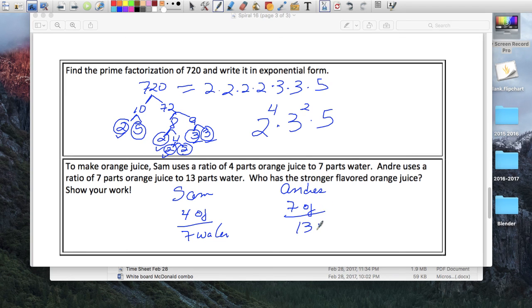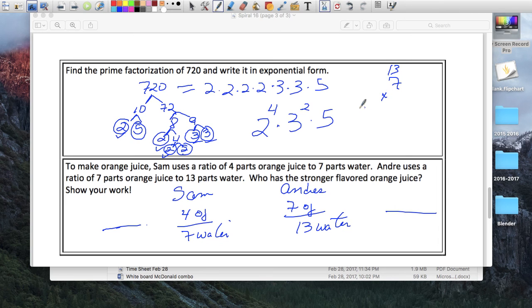Okay, as it is, I don't know, because 4 is a little bit more than half of 7, and 7 is a little bit more than half of 13. They're both about a little bit more than half, so it's very hard to compare. I would probably ask you to find a common denominator for this one. So let's find a common denominator between 7 and 13. I'm just going to multiply 7 and 13. 7 times 13 is 91. So here's my 91. I'm going to write 91 for both.